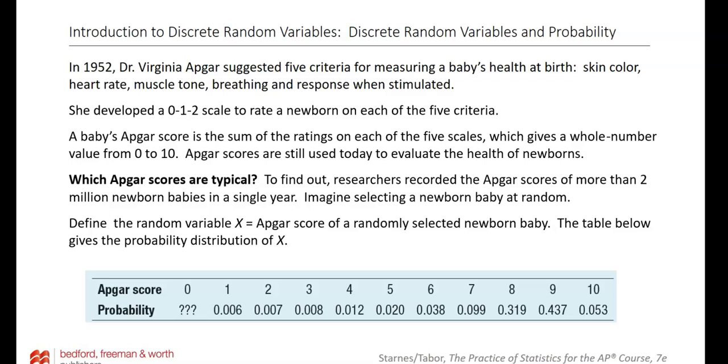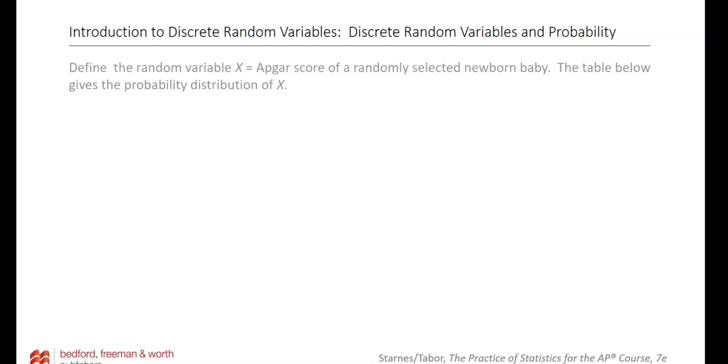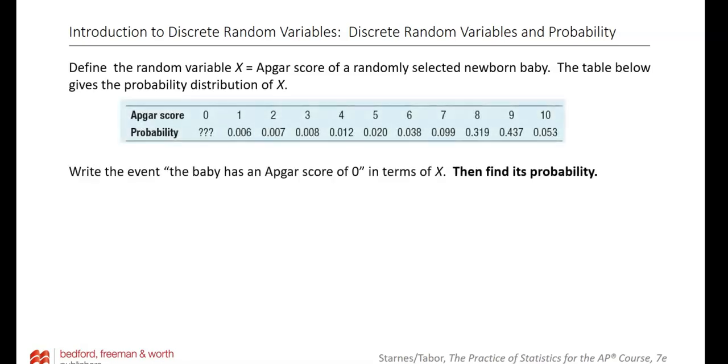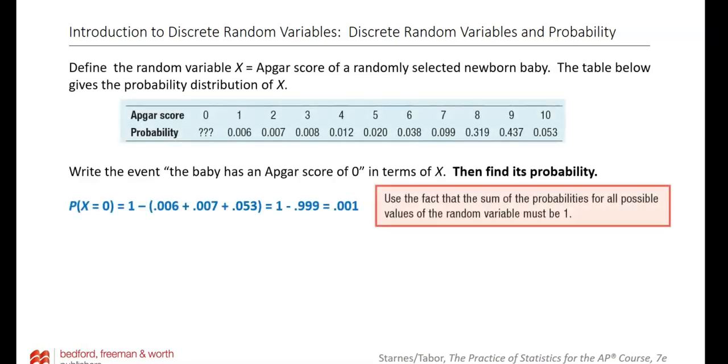Oh, they didn't put the 0 there. Could we figure it out? Yes, because we know all those probabilities will add up to exactly 1. So if you add up all 9 of those that are given and subtract from 1, you should get the missing score there, which I'm sure is what they're going to do. I'm not going to show you that because it's pretty easy to do.